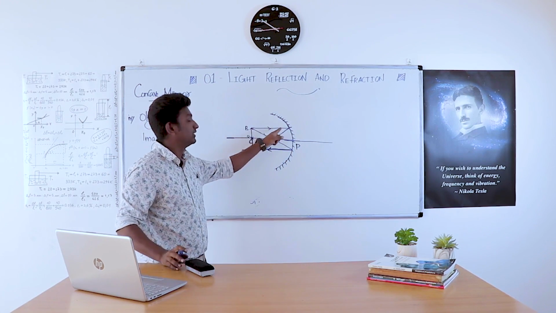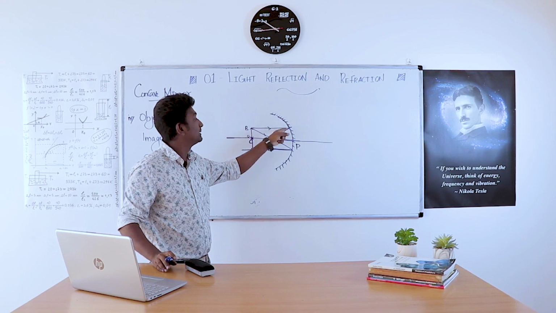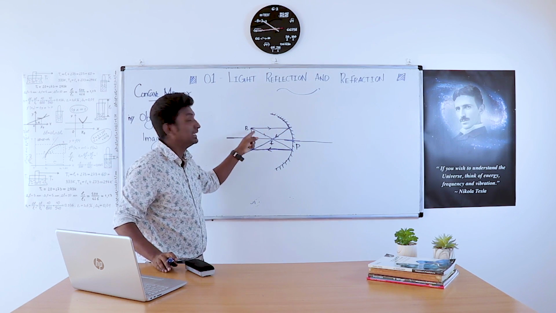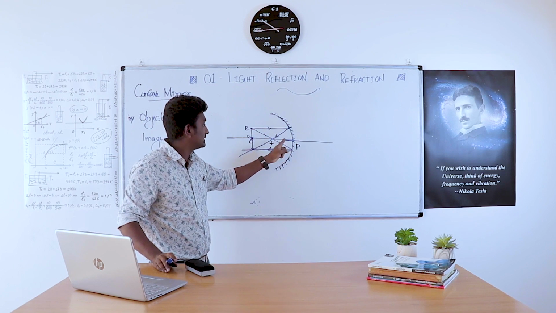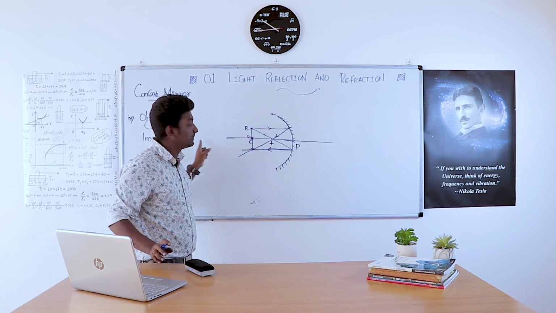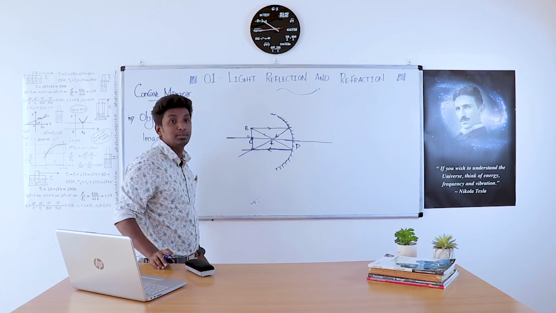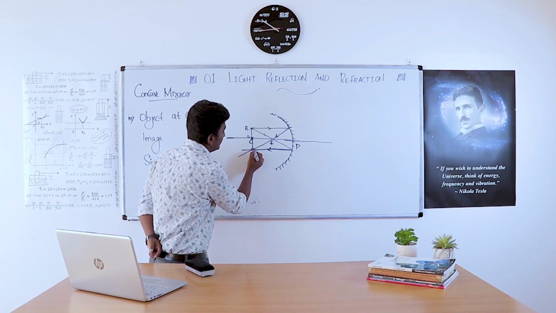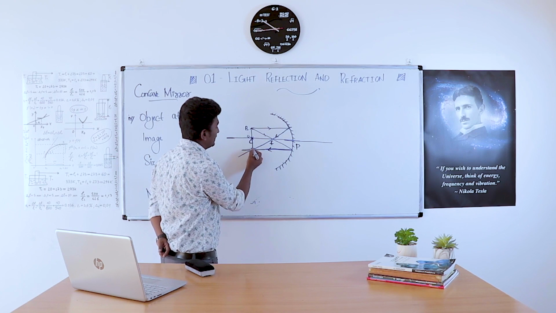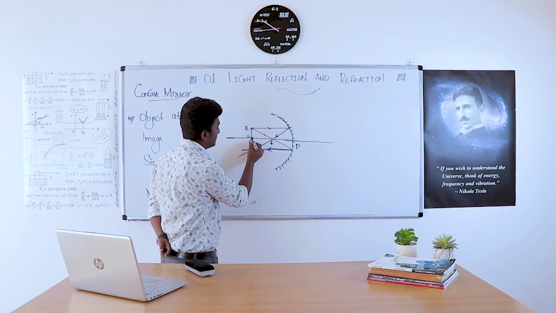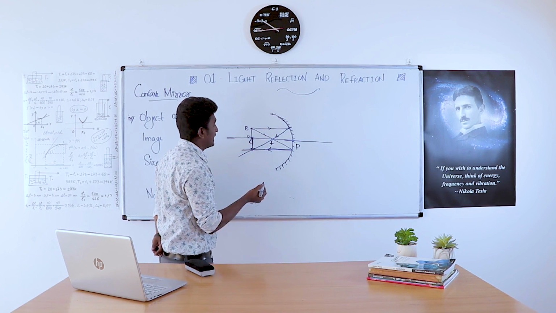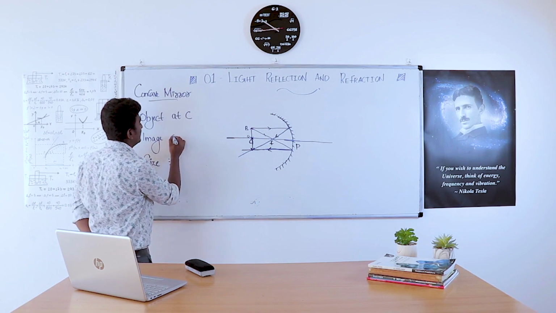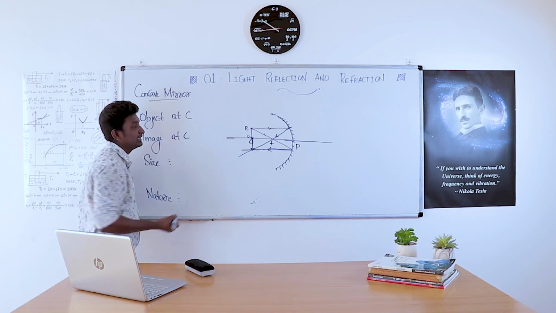So first, a ray of light parallel to the principal axis after reflection from the mirror passes through focus. Next, a ray of light coming through focus after reflection from the mirror passes parallel to the principal axis. Now look, these two rays meet at a point. Where is the point? Exactly at C itself. So the image is exactly at C.